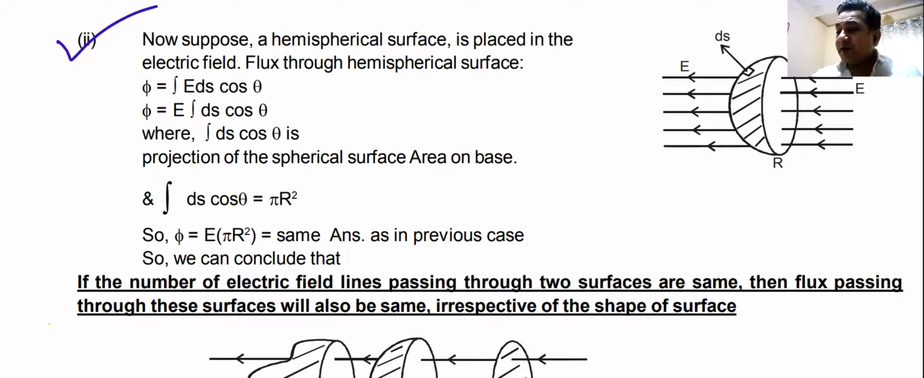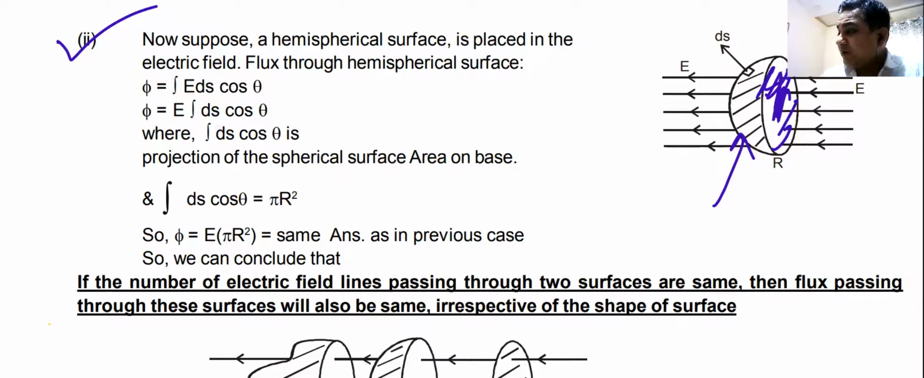If I have a half hemispherical shell placed in a uniform electric field, what is the flux through this curved part? How do you do it? You make it complete. You put a cap on this side, make it complete. Now it becomes a closed surface. What is the flux through this closed surface, which is placed in a uniform electric field? The total answer is zero, because for a closed surface in a uniform field, total flux is zero.